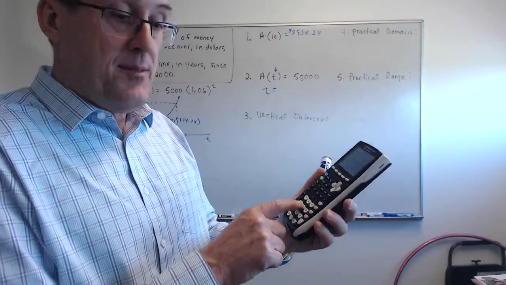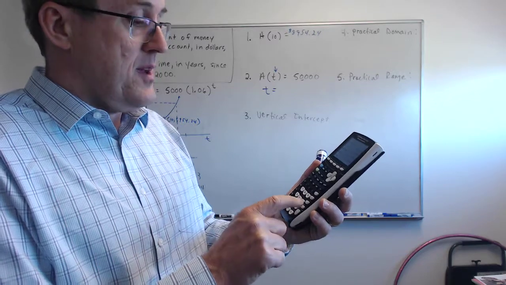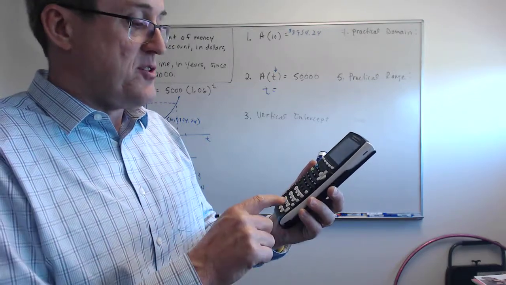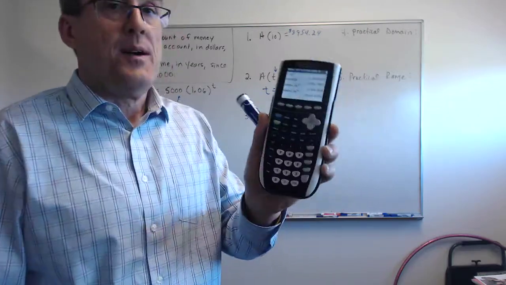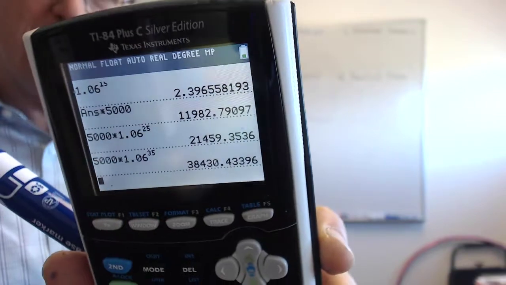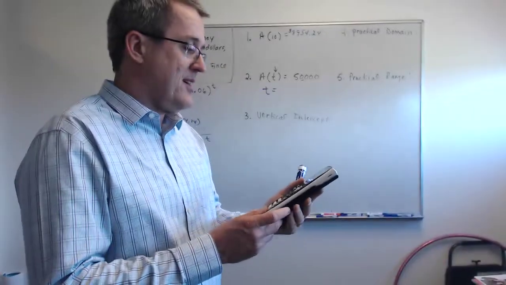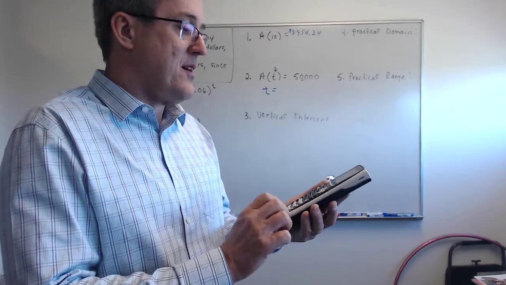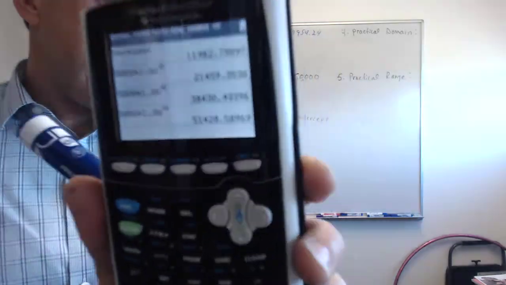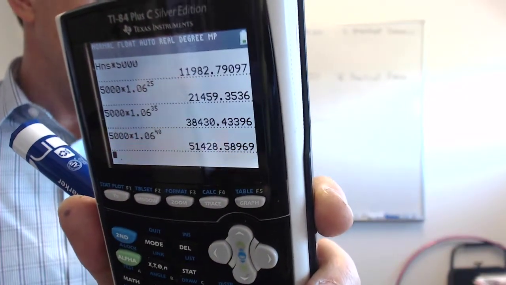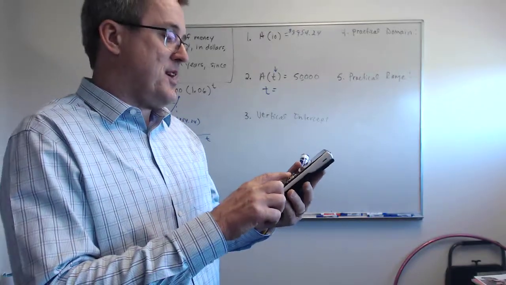So I'm going to try again. Take 5,000 times 1.06 raised to the, let's try 35 years. If I go to 35 years, we're now up to 38,000. Not there yet. Let's try one more. Let's try 40 years. Look at that. After 40 years, we're just a hair over 51,000. So maybe just for fun, let's try 39 years.